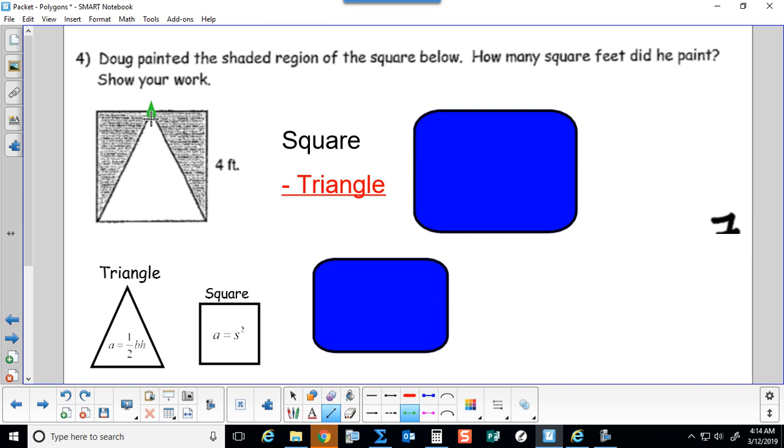So we need to determine the height of the triangle and the base of the triangle. Well, the height of the triangle is the same as the length of the square. So side length of the square, so that's a 4. And again, the base is the same length as the side of the square, which is 4. So go ahead and calculate the shaded region.